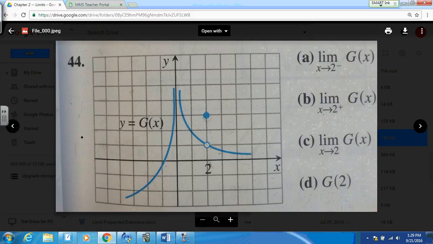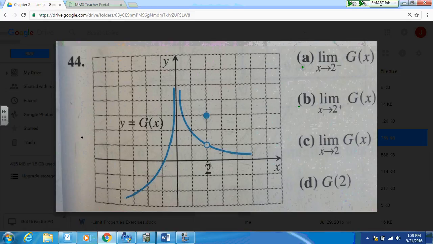I have number 44 right here, and the questions that are asked are: what is the limit as x goes to 2 from the left of g of x, and what is the limit as x goes to 2 of g of x, and finally, what is g of 2?